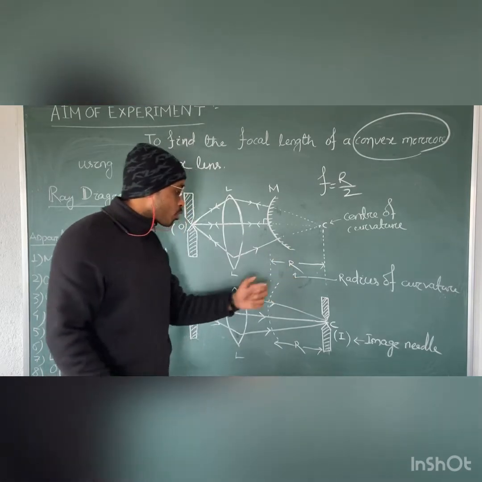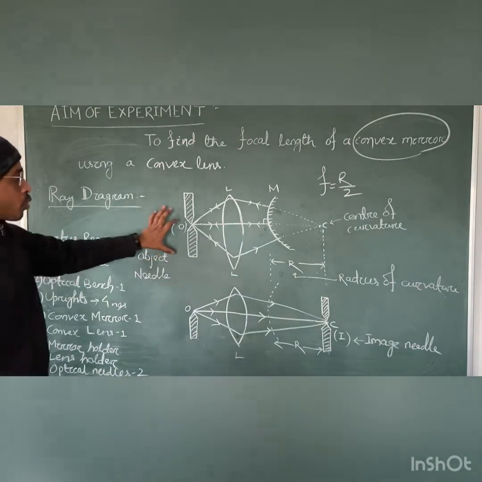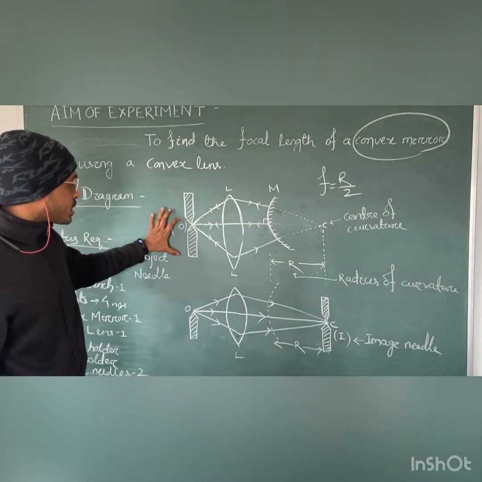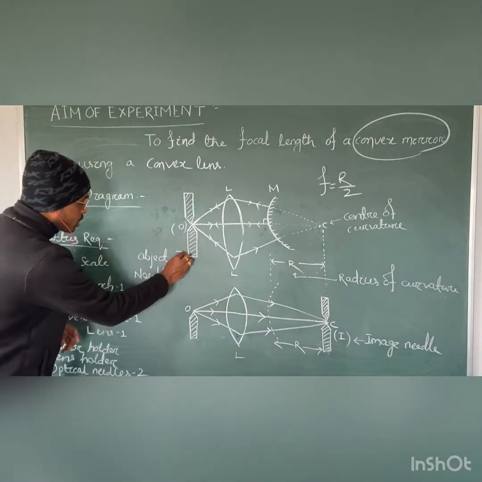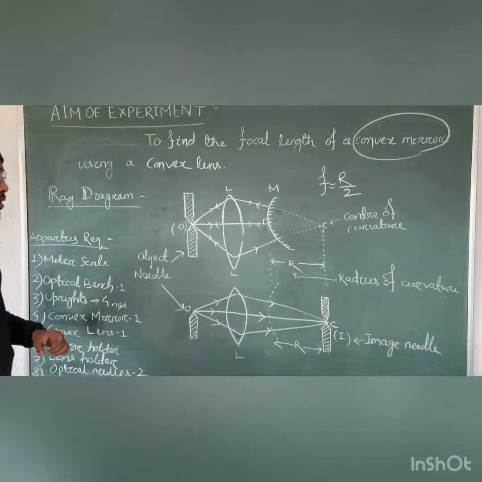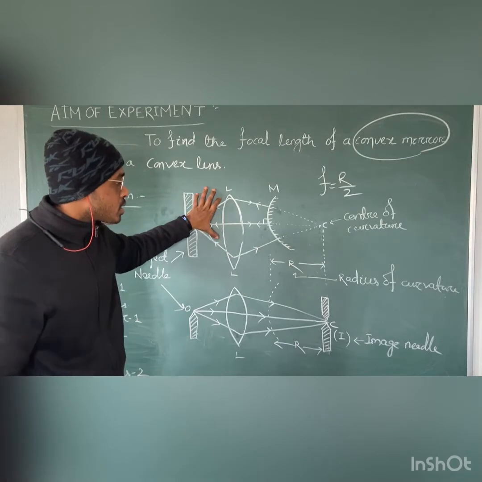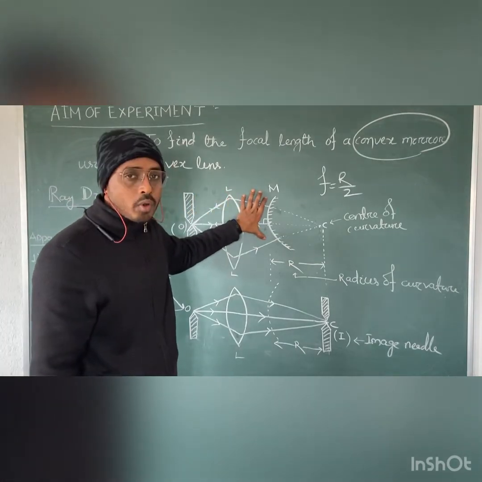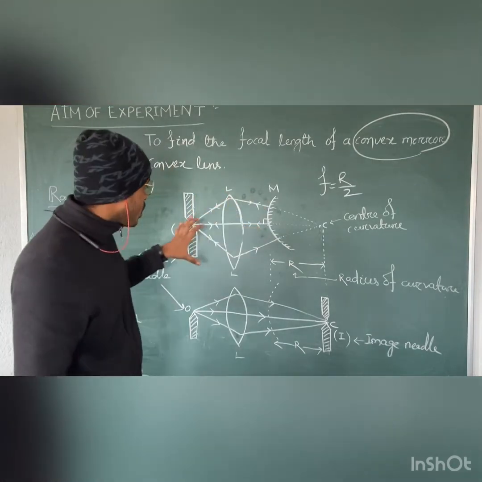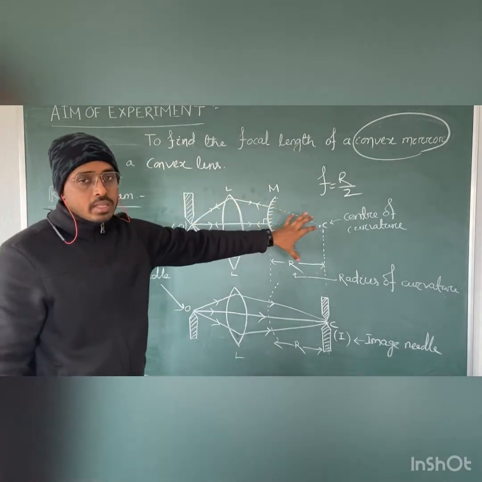ठीक है? So how to find that? First of all, we have to put an object needle here. What is this? This is an object needle. Whenever we put an object needle, after that a lens and followed by the mirror. ठीक है? When the setup is like this, what happens?